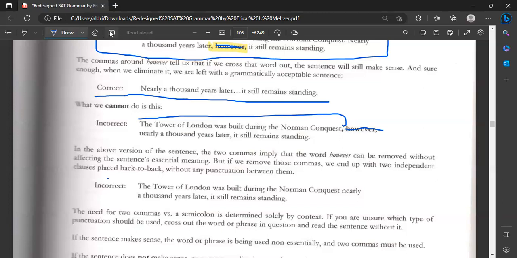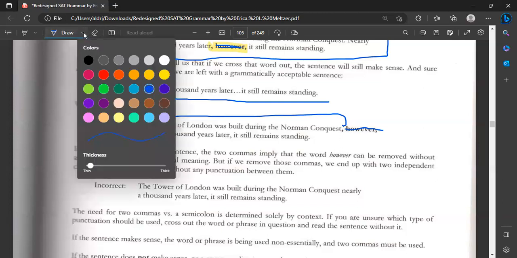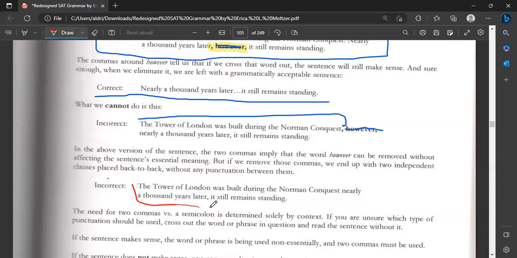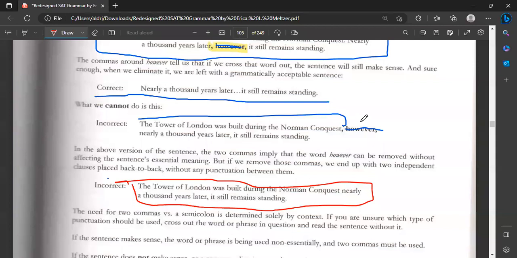So this sentence down here in red, the one that I'm encircling in red, is what it's going to look like once we remove that "however." So we have: the Tower of London was built during the Norman conquest. Nearly 1,000 years later, it still remains standing. Okay, so we have sort of a run-on sentence. We don't have anything properly punctuating this clause after "conquest," because we removed the word "however," which is a non-essential clause. So we're not showing the transition between these two ideas.